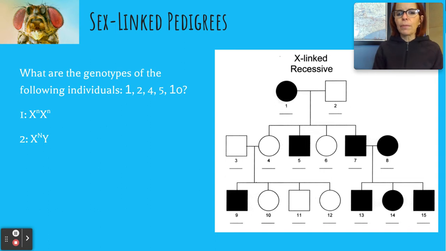Okay, so let's look at person number 4. Person number 4 is a female, so we know she's going to be XX, so you have to write the 2 X's down.